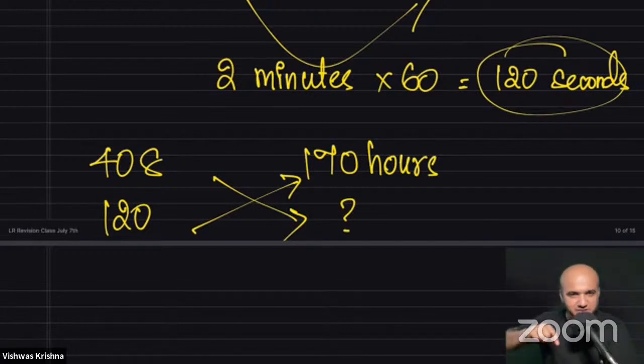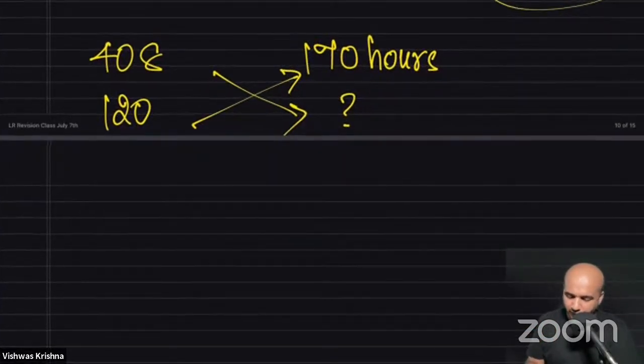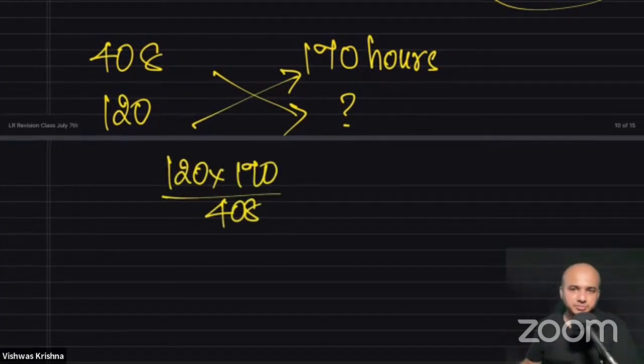That is 170 into 120 divided by 408. So it will be like this: 120 into 170 divided by 408. Please do the math and let me know what the answer is. 120 into 170 divided by 408. How much is that? Anyone?